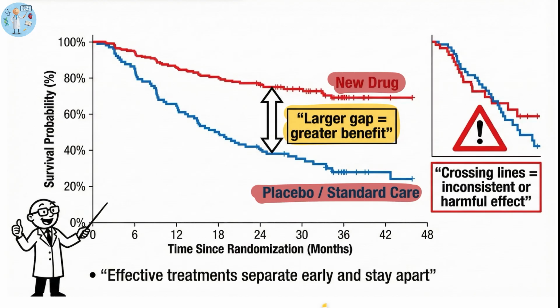But there's a big visual red flag to look out for, right? Yep. Something that signals trouble. Yes, you need to watch out for crossing lines. If the two curves cross over each other, it means the benefit isn't consistent. Maybe the drug worked great for a year, but then its effect wore off. Or worse, it started causing harm later on compared to the control. So for a truly effective treatment, those lines should split apart early and then just stay apart. They should never, ever touch again. Crossing lines means you have a much more complex and often problematic story to tell.